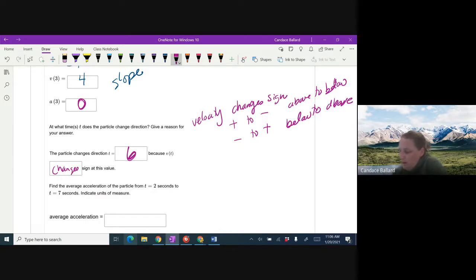Okay. All right. Next: the average acceleration of the particle from t equals 2 to t equals 7, and indicate units of measure. Whenever you see that word average with something that's a derivative word like acceleration or velocity, that means we are going to be using the slope formula. Like the Algebra 1 slope formula. That's what I need to do here.